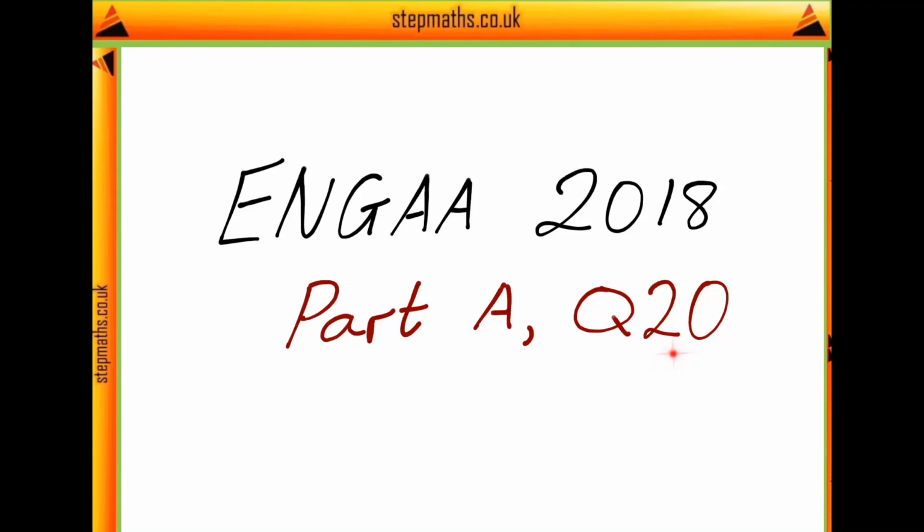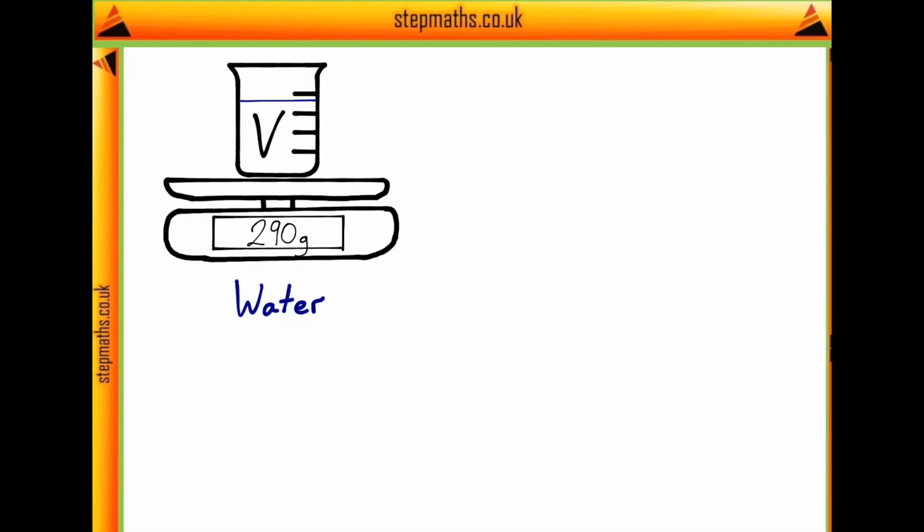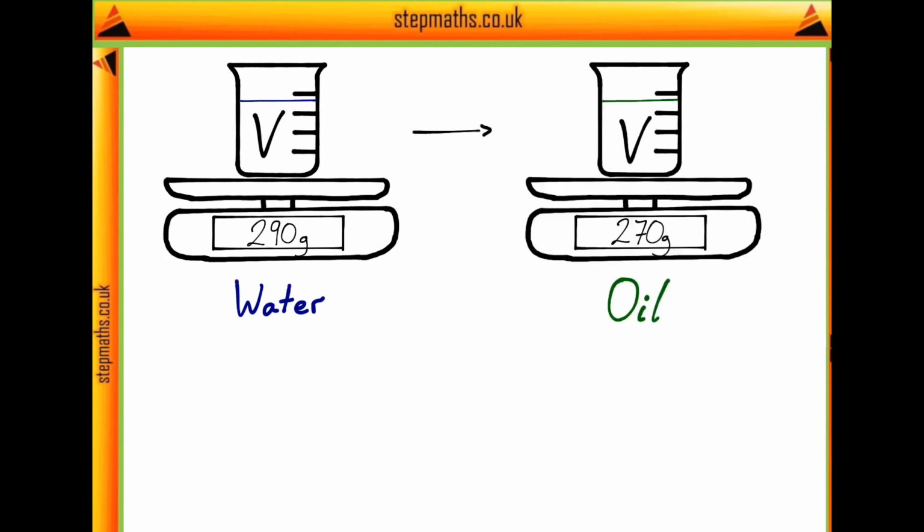Here we're going to look at question 20 of the ENGAA 2018 paper. In this question, we're told that we have a beaker and fill it with a volume V of water. We then weigh the beaker with the water inside it and find the combined weight of the beaker and water is 290 grams. Next, we remove the water from the beaker and fill it with the same volume V of oil. The combined mass of the oil and beaker are 270 grams.